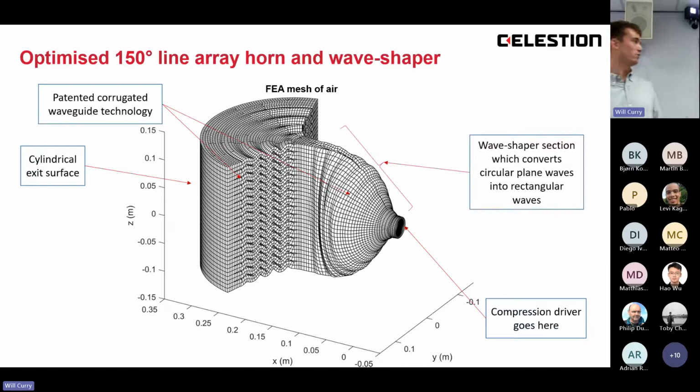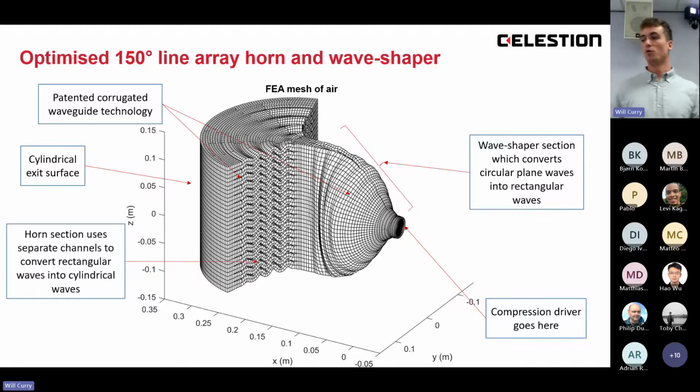So the first wave shaper section tries to convert circular plane waves into rectangular plane waves. And then the horn section uses lots of separate channels so that you can use this path length correction technique to convert rectangular waves into cylindrical waves.